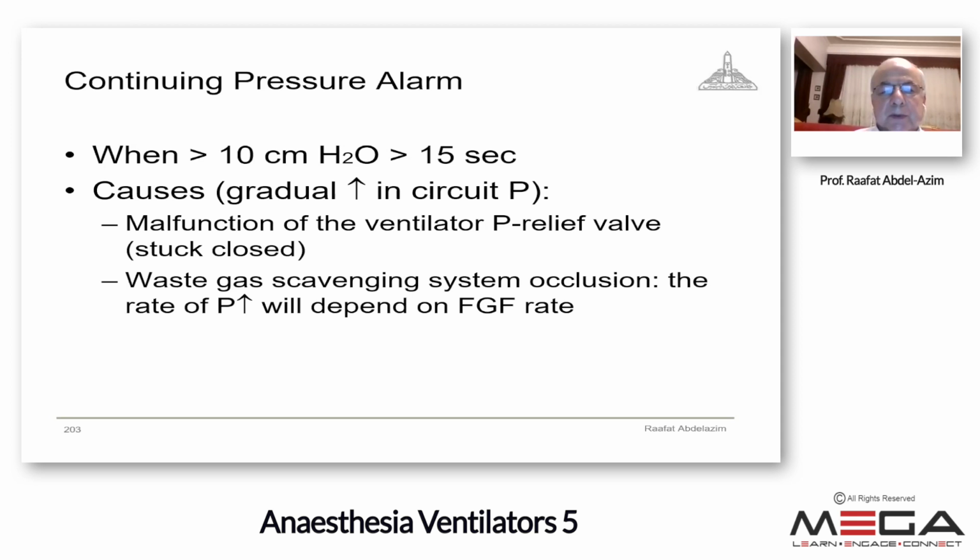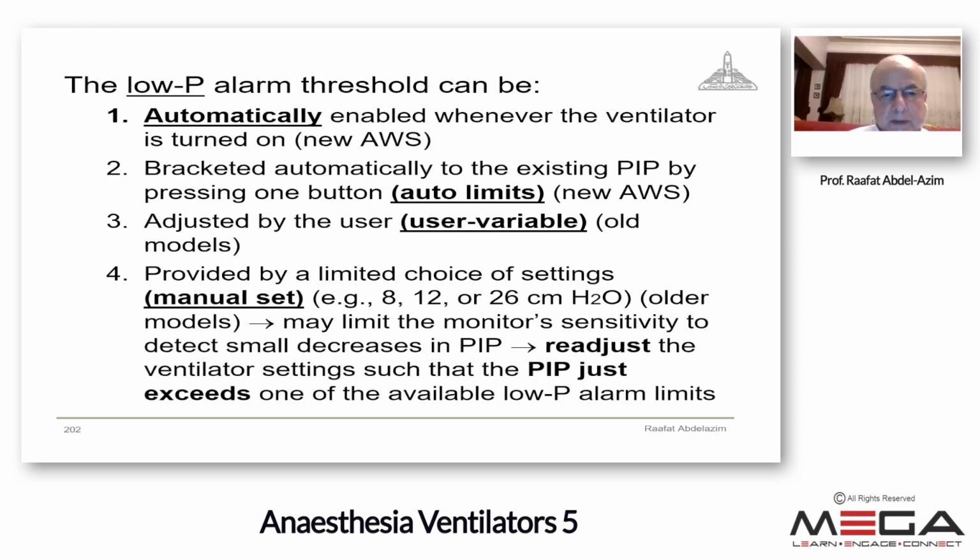There is what's called continuing pressure alarm. The pressure is more than 10 centimeter water. Okay, we finished what is about the high limit and the low limit of peak inspiratory pressure. Now we are talking.